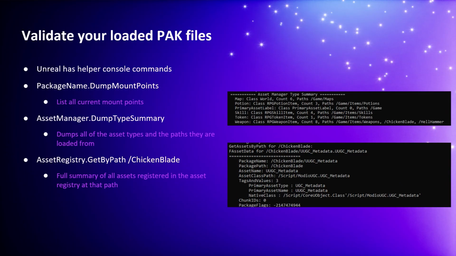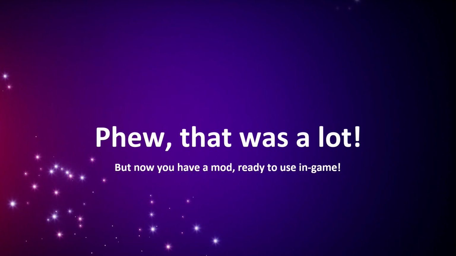So that scan and refresh path earlier, you can see there we've got the weapon, and the weapon has got 8 items that have been loaded from paths, game, items, weapon. And I've also got Chicken Blade there, and I've got the Hellhammer, which is another mod that I had when I was testing this out. And then finally, you can use asset registry get by path /Chicken Blade or whatever your mod is, and that will provide a full summary of all the assets that are available at that path. So you can see there it's logging out the details of that UGC metadata to validate all of that.